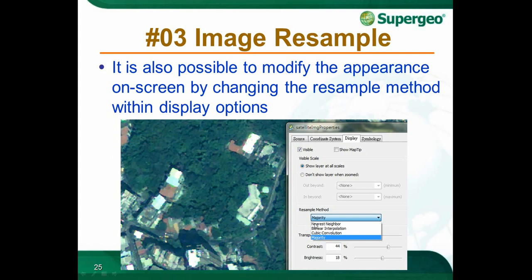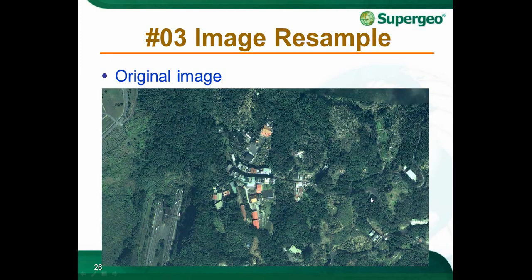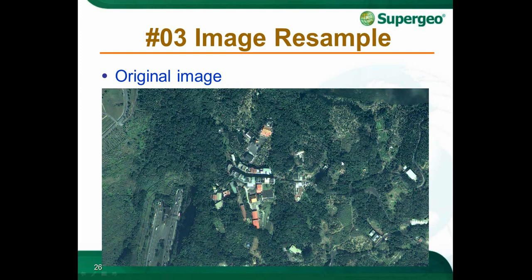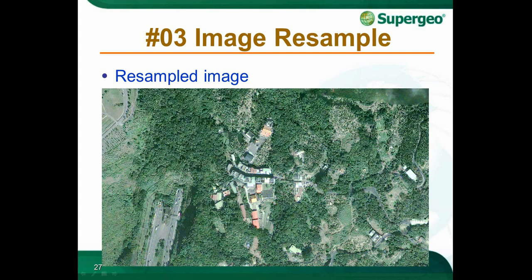This is another illustration of the image resample. Now you can see this is the original data, and after resampling with some of the option setup, you can see the difference. This is the original one and this is the resampled one. You can see the contrast is comparatively higher, and there are some differences between the original and the resampled image.